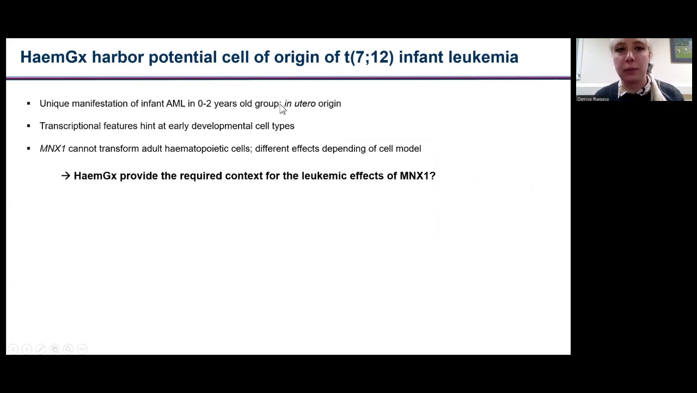It originates during pregnancy. The transcriptional features that we see hint that the cell of origin might be a very early developmental cell type. And again, we know that MNX1 cannot transform adult cells. So we started thinking maybe our hemogenic gastruloid model might be providing that context, the embryonic context in which MNX1 works within these young children.